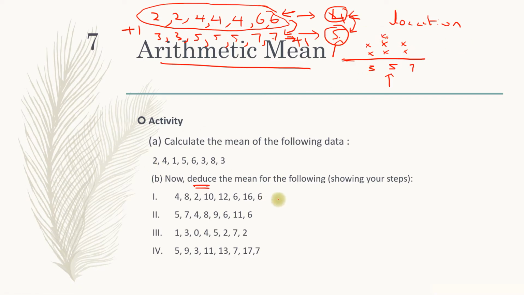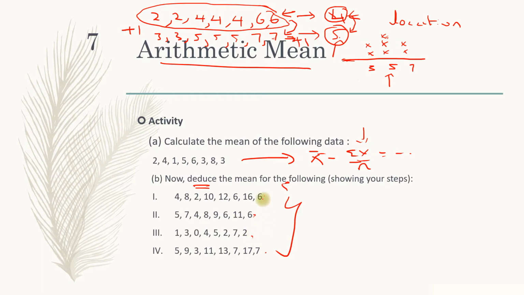So that's what I ask you to do in this activity. You are asked to compute the mean here. You have to calculate this one: you do the sum of x divided by n. Be careful, this is not grouped data, it's raw data, so it's this formula. You are going to get the value, and the value that you get here, you are going to use to deduce those values here.